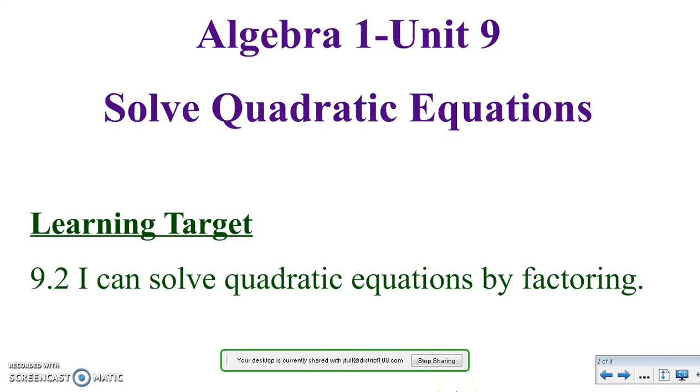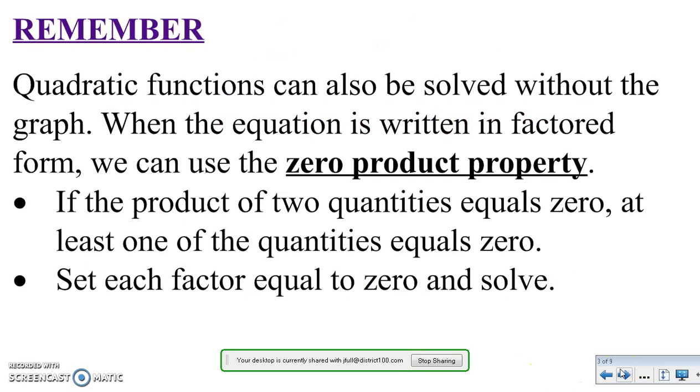Okay, in this video we're going to continue to solve quadratic equations by factoring. The difference here is we're going to focus more on problems that have GCFs in them. Just a reminder from the last video, the zero product property is what tells us that if we multiply two things together and we get zero, then one of them has to be zero.